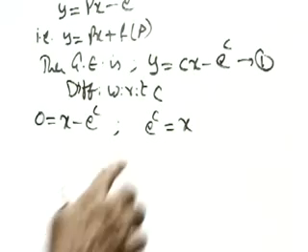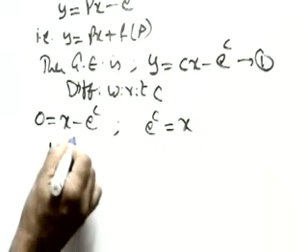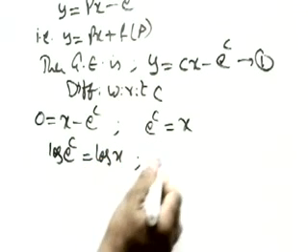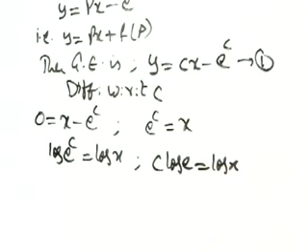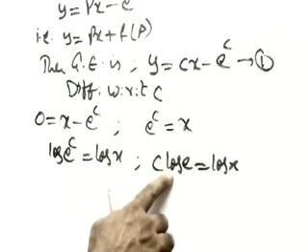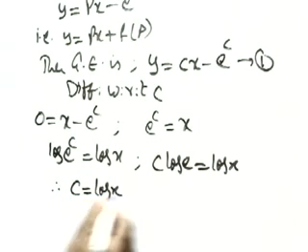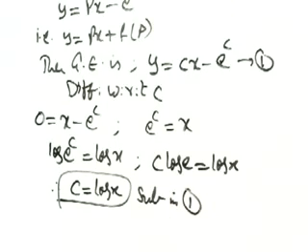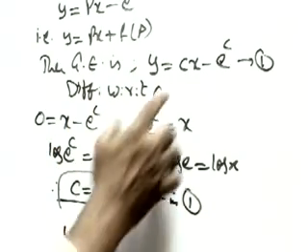Now to get the value of c, you apply log on both sides. So it will become log e power c equals log x. Bring this c here. c into log e equals log x. We already know log e is 1. Therefore, we got the value of c as log x. Now substitute in 1.